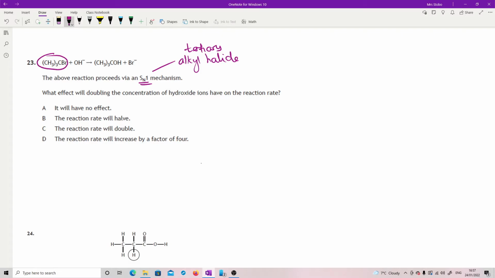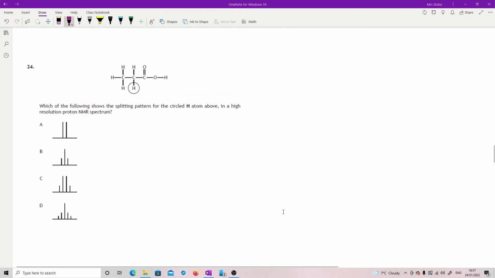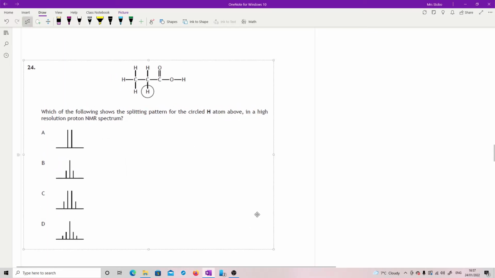So this is what impacts the rate. This has nothing to do with it. So doubling concentration of hydroxide ions has no effect. It's not halved, it's not doubled, and it won't increase by a factor of 4. Just got to know it. Okay. Again, just make this a little bit bigger.